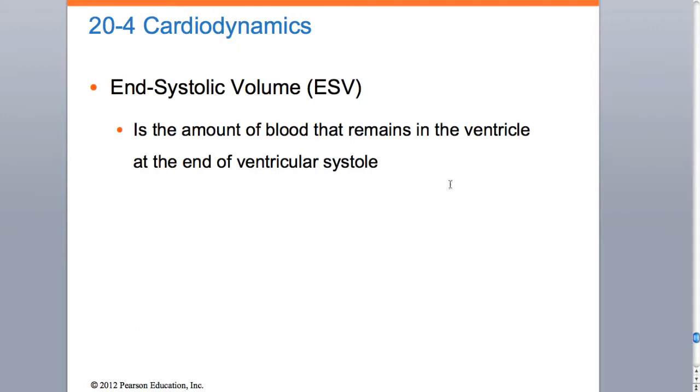And end systolic volume, here's finally the definition, is the amount of blood that remains in the ventricle after your stroke volume. So this is the blood that remains in the ventricle after the stroke volume. So whatever you shove out, and what's left over is your end systolic volume.